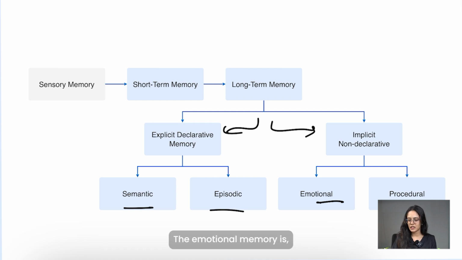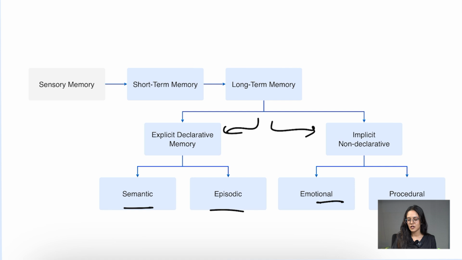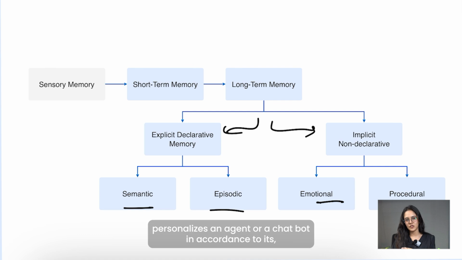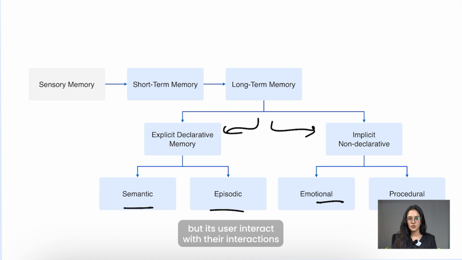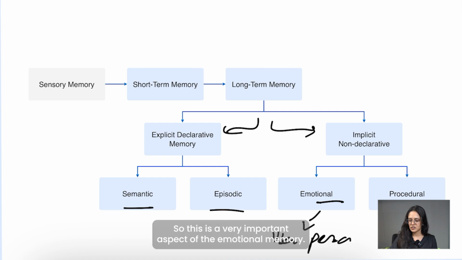The emotional memory is the user's feedback, in most cases the kind of preferences that the user has. Emotional memory is one of the key memories that actually personalizes an agent or a chatbot in its interactions with the user. It personalizes its interaction by storing the user preferences, or what we call the user persona. This is a very important aspect of emotional memory.